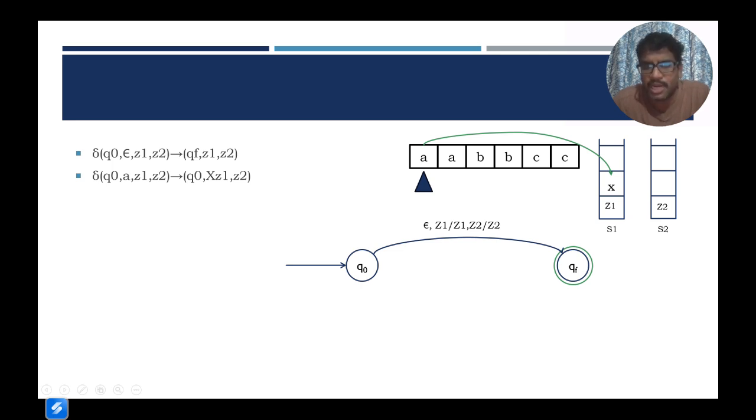Clear? It is placed on the top of stack 1. Now the head will move from left to right. That is, now it is going to read the second A. The transition is, here we are not changing any state, so it's a self loop. The input string is A. In the stack we are pushing X. There is no change in the second stack.